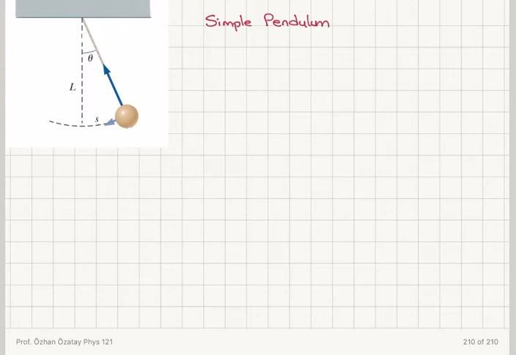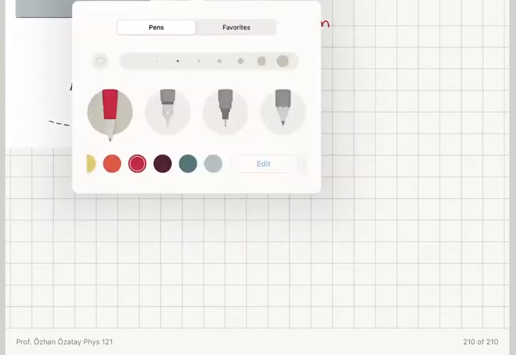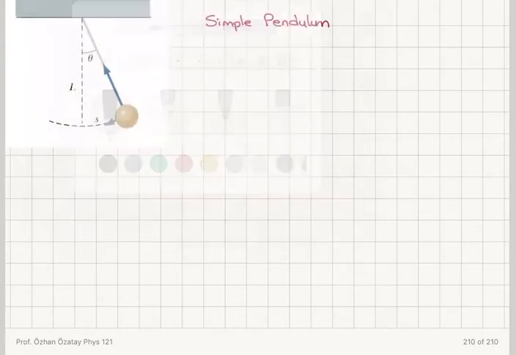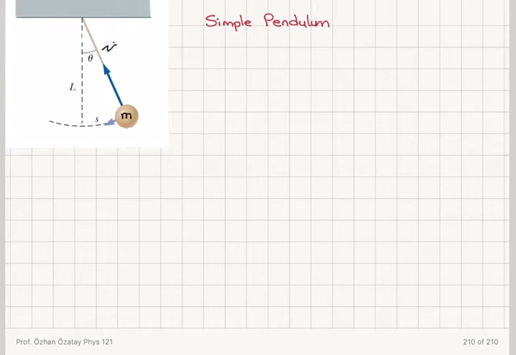In this video, we're going to talk about the simple pendulum. So what is a simple pendulum? We have a particle-like object, a bob that has a mass m. Here I have mass m that is attached by a light string to a ceiling. Okay, so this is my light string.